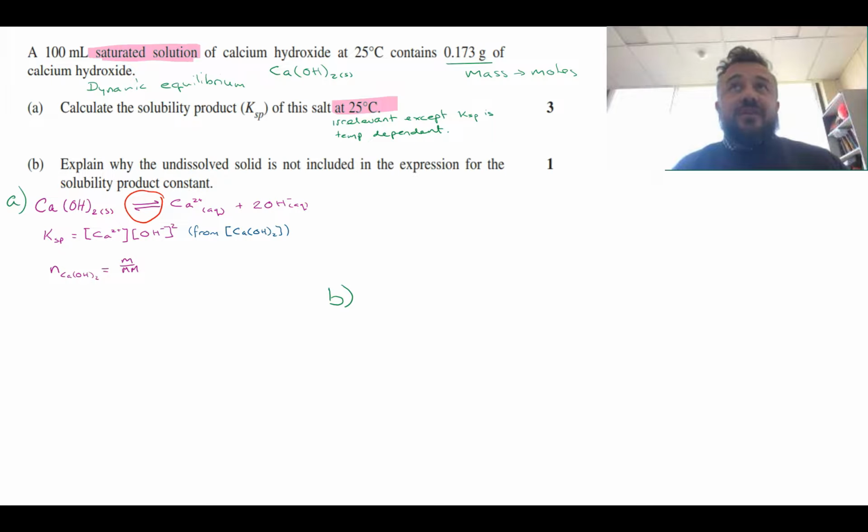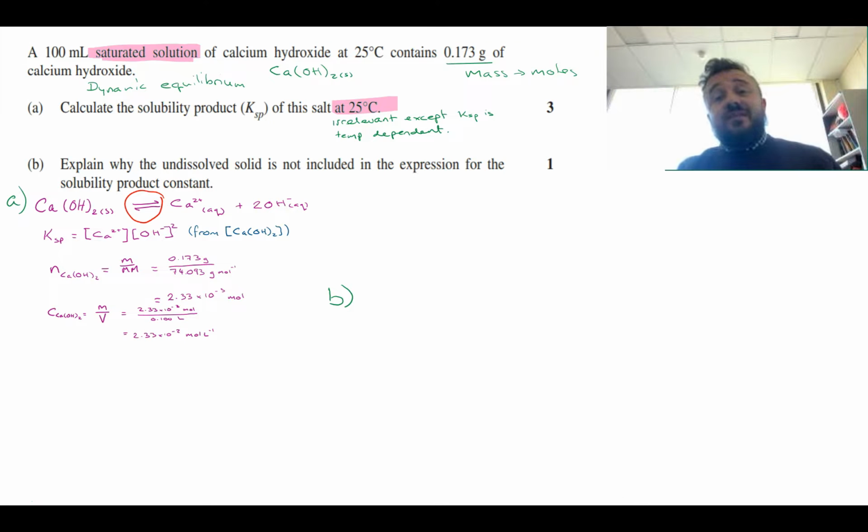So the first thing we need to do is work out how many moles of calcium hydroxide there are. This becomes 0.73 grams over the molar mass of calcium hydroxide, which is 74.093 grams per mole. We just divide that, and that gives us 2.33 times 10 to the negative 3 moles. So we can then put that into our concentration. Concentration of calcium hydroxide, remember that's the one we've got to start with, is moles over volume, which is 2.33 times 10 to the negative 3 divided by 0.1, which gets us to 2.33 times 10 to the negative 2.